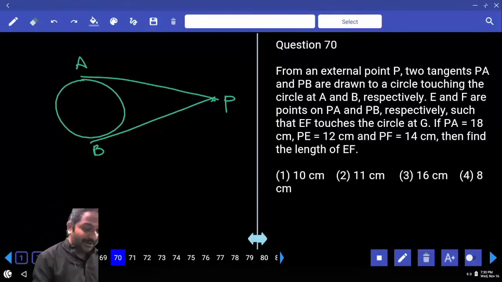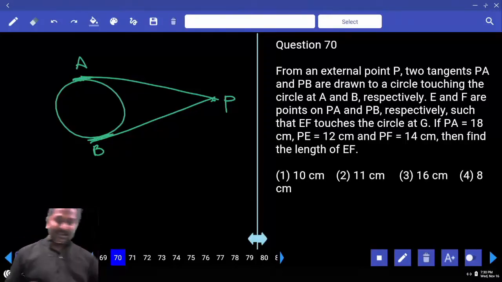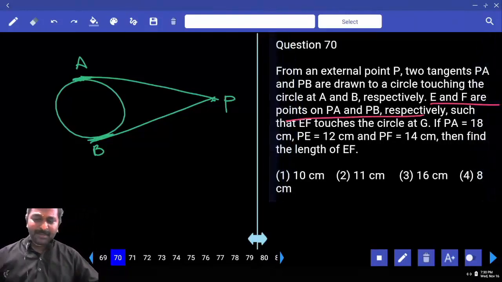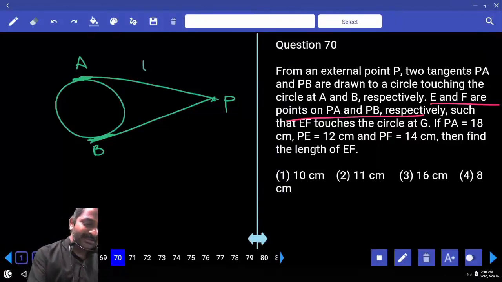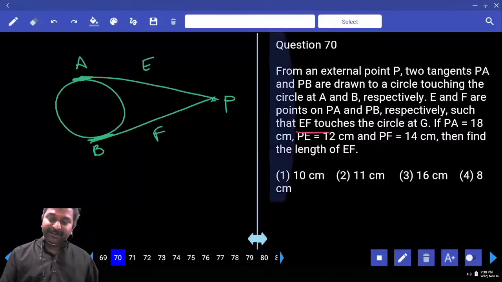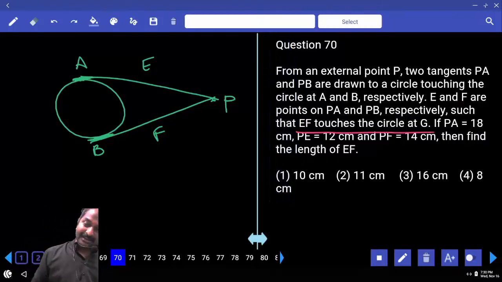Assume they touch here. Don't say they go far away, they should touch. Next, E and F are points on PA and PB. On PA, there is a point E here. F is on PB, respectively, such that EF touches the circle at G.